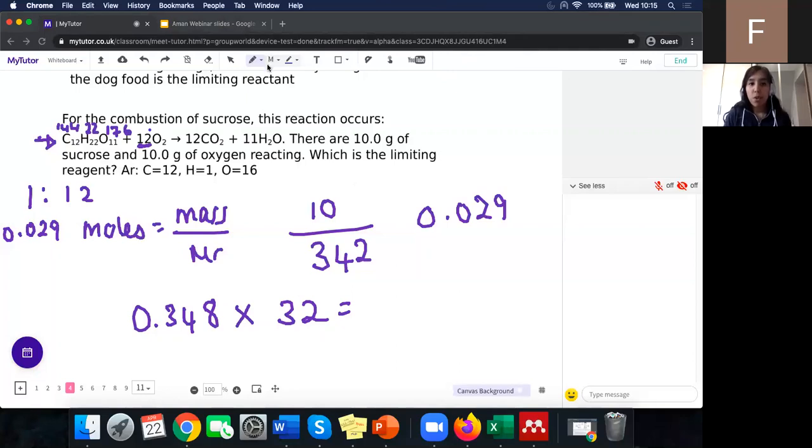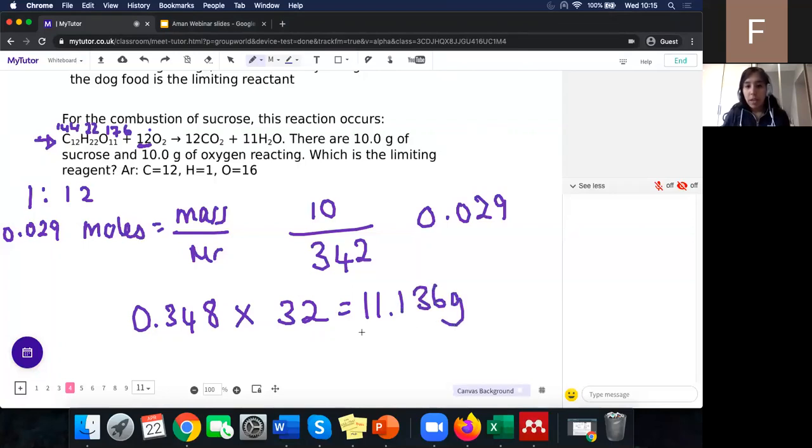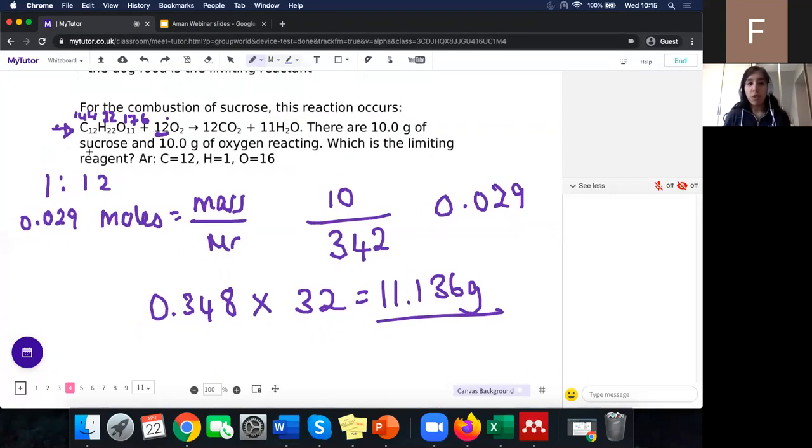11.136. Okay, so what we can see here is that if the number of moles of sucrose is 0.029, we would need 11.136 grams of oxygen to react with that sucrose. But in our question, we only have 10 grams of oxygen. So that means oxygen is the limiting reactant or the limiting reagent.